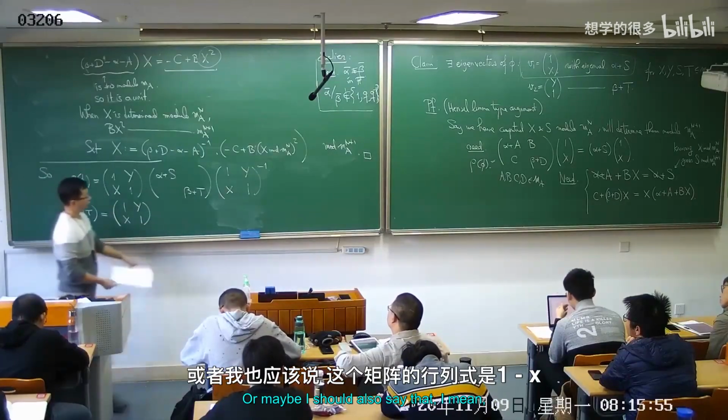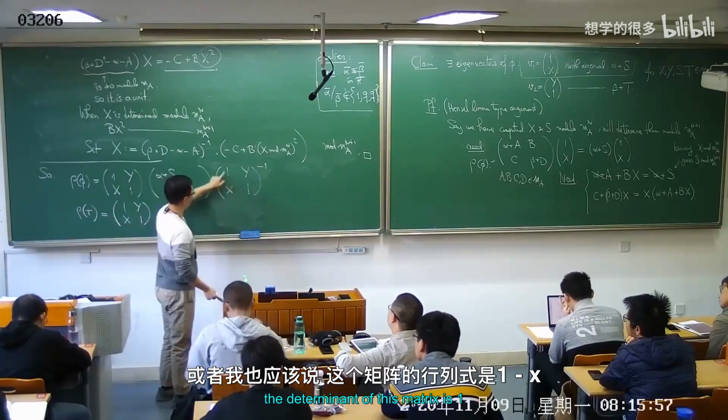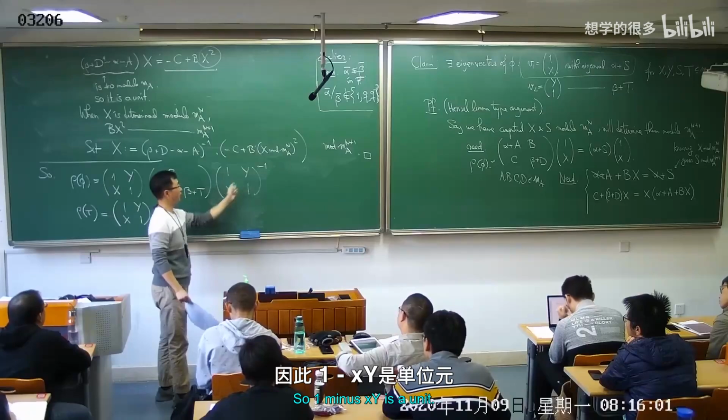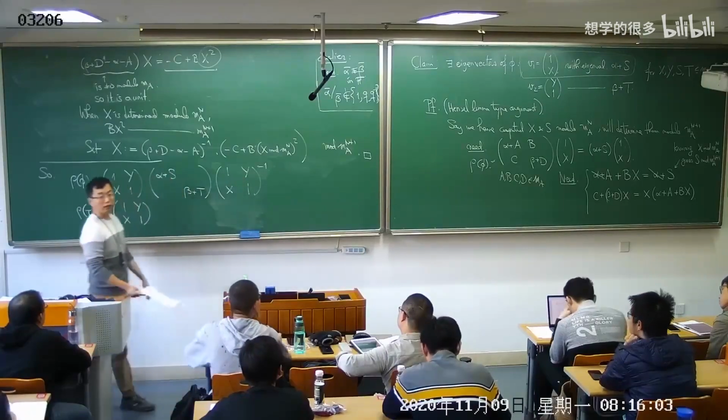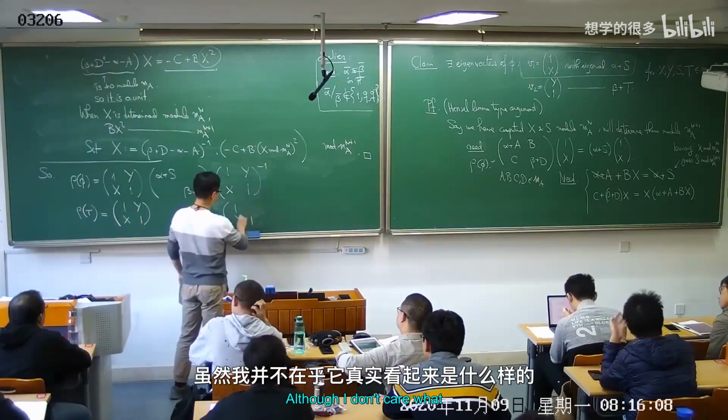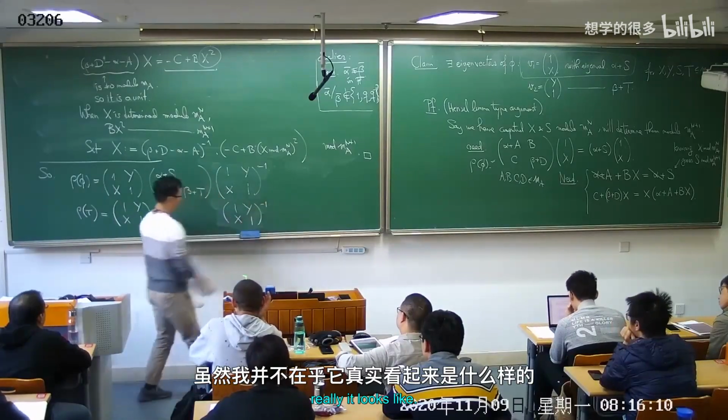Or maybe I should also say that the determinant of this matrix is 1 minus xy. And x and y are both in the maximal ideal. So 1 minus xy is a unit. Right? So therefore, this matrix is invertible, although I don't care what it really looks like.